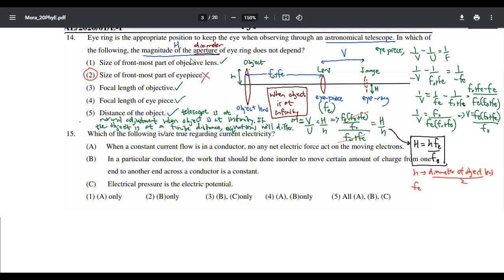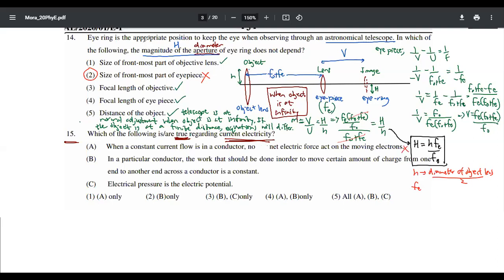15th one. Which of the following is true regarding current electricity? True. When a constant current flows in a conductor, no net electric force acts on the moving electrons. Do you think that's correct? That is wrong, people. That is definitely wrong.